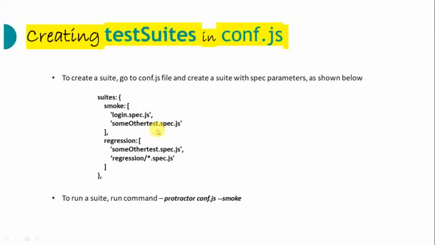spec files. Similarly, there is a regression suite that you want to create. Again, in regression you have to use square brackets and mention the spec files that you have to use. And to run it, you have to say protractor conf.js --suite and your suite name.